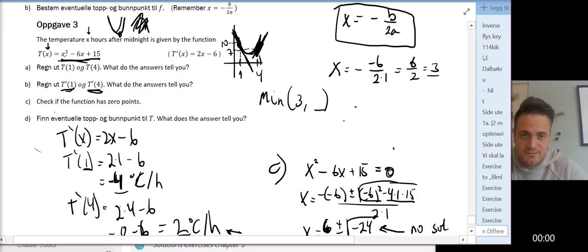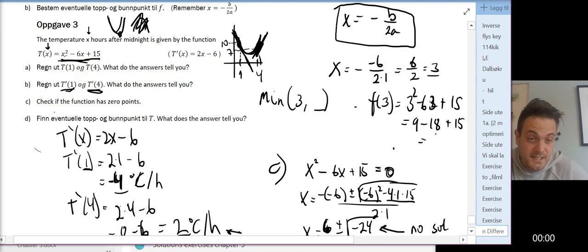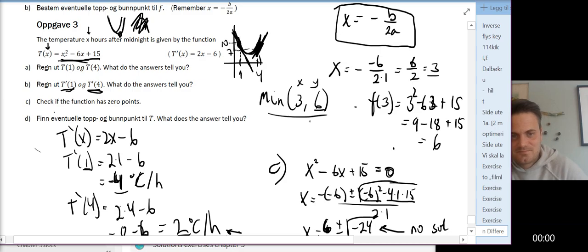But I, of course, also have to find the y coordinate, and I put the x coordinate into the function, and I will get this answer here, which is 9 minus 18 plus 15, which will be minus 9 plus 15, which is 6. So the y coordinate is 6. So that's the minimum point, which means that the temperature is at its lowest at 3 o'clock. At 3 o'clock, the temperature is at its lowest, then it's only 6 degrees outside. So that was what the answer tells us.